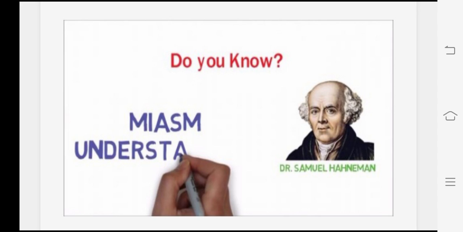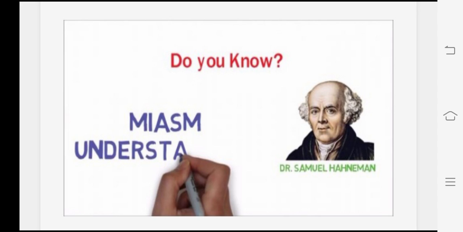Then the acute miasm is again of two types. They divided the acute miasm again into two types: the recurring type of acute miasm, and second, the non-recurring type of acute miasm, also called a fixed miasm or a fixed acute miasm.